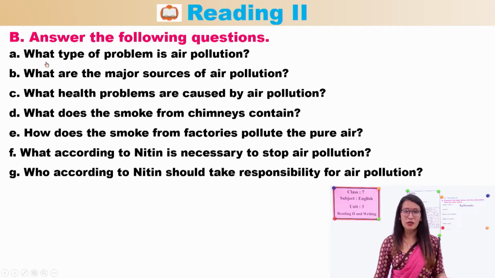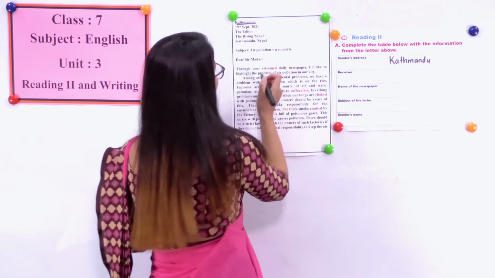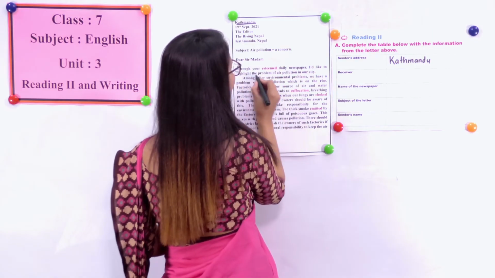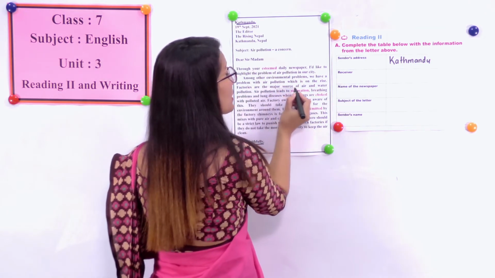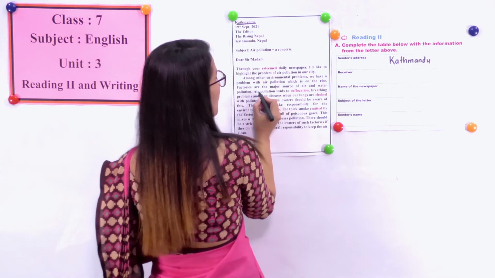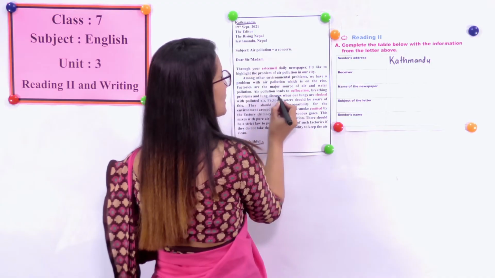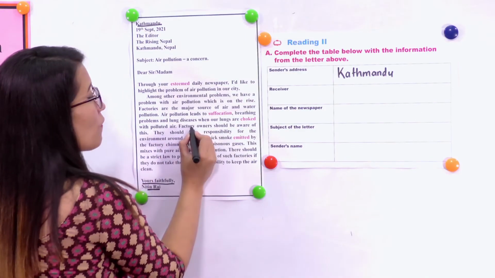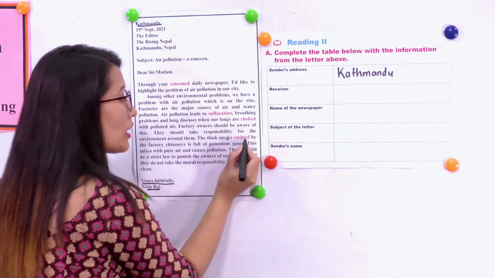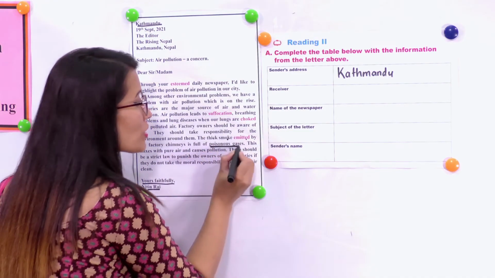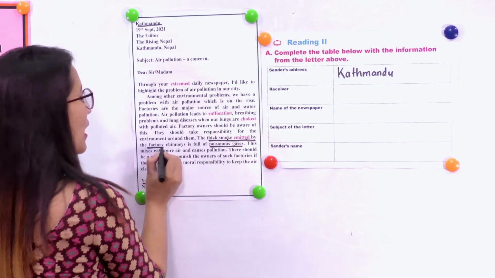Okay, let me ask you the first one. What type of problem is air pollution? Can you answer me? Try to answer it. Okay, let us see how to write the answer. Here, through your esteemed daily newspaper, I'd like to highlight the problem of air pollution. Air pollution is on the rise. Factories are the major source of air and water pollution. But how? Air pollution leads to suffocation, breathing problems, and lung diseases when our lungs are choked with polluted air. Factory owners should be aware of this. They should take responsibility for the environment around them. The thick smoke emitted by the factory chimney is full of poisonous gases. Look, thick smoke emitted by the factory chimneys.